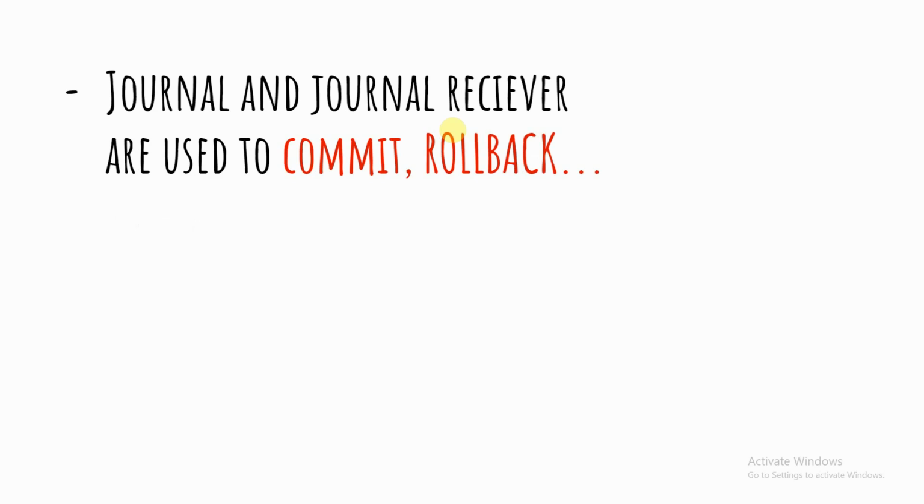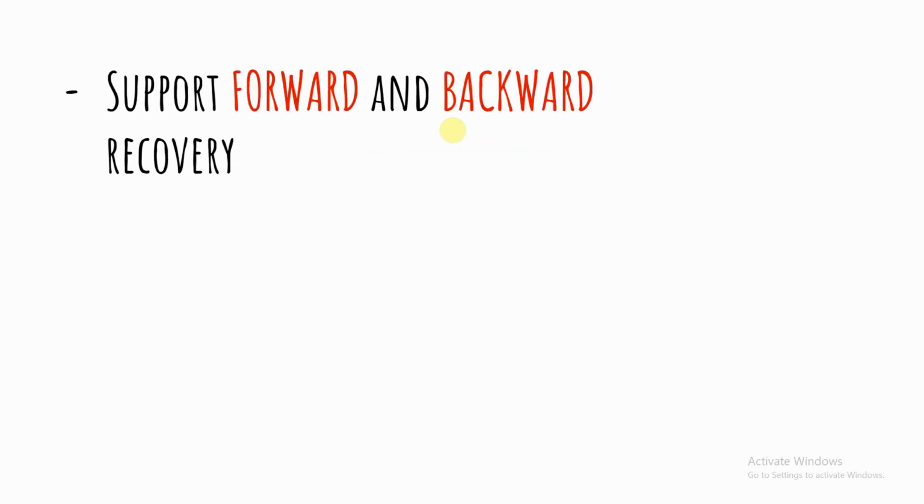Now these journal receivers are basically used to perform commits. Whenever we think everything is fine, we can perform the commit operation. So using the journal receiver, we basically perform commits or rollbacks. We can roll back the database changes as well using the journal and journal receivers. So basically, it's either commit or rollback.